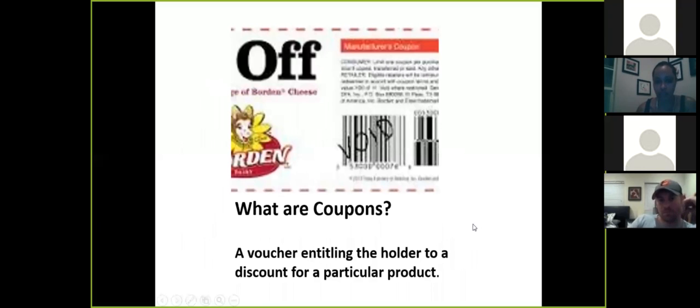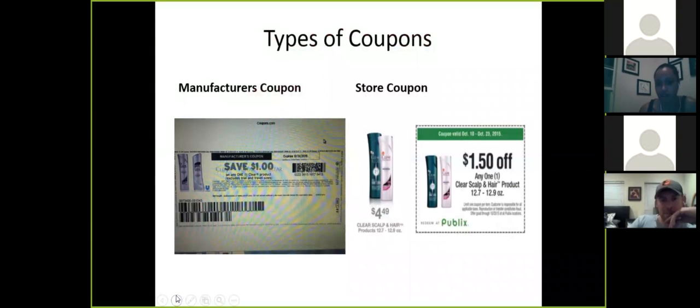Okay, so what's a coupon? It's just a voucher entitling the holder to a discount for a particular product. So you're going into the store, you're buying some toothpaste. It costs $3, and you have a voucher for 50 cents off. So basically, you're just getting a discount off that particular item.